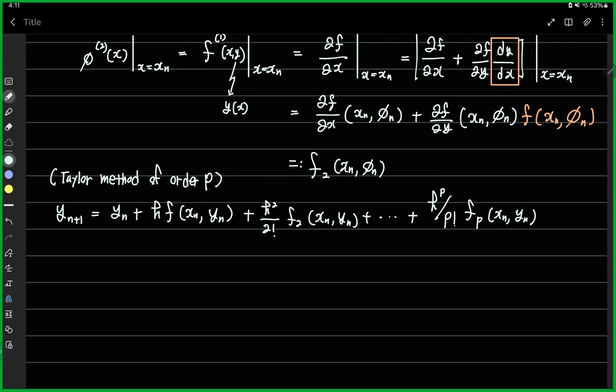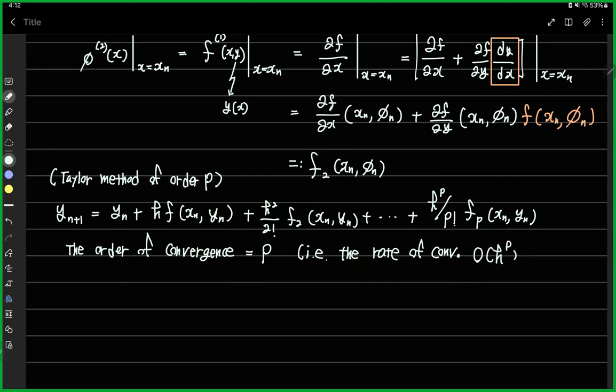So this method has the order of convergence, which means the rate of convergence, let me just say conv stands for convergence, O(h to the p power). Okay, let's keep this in mind.